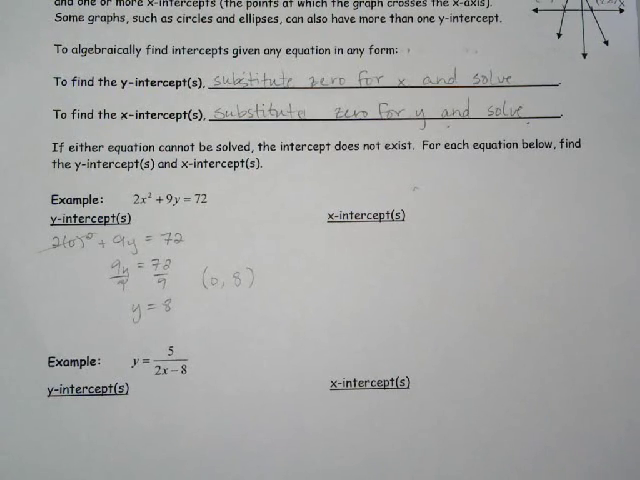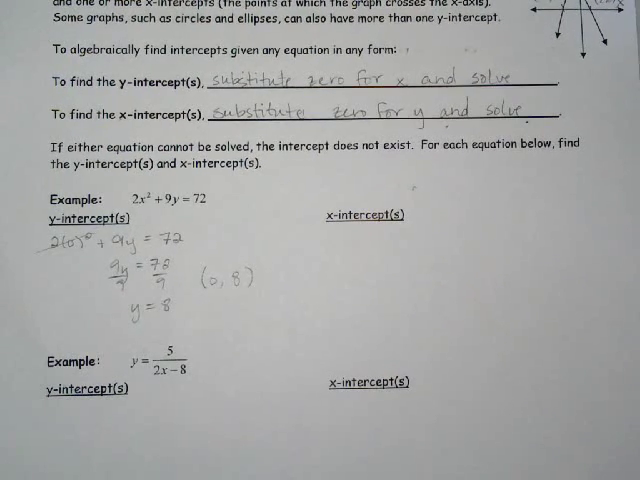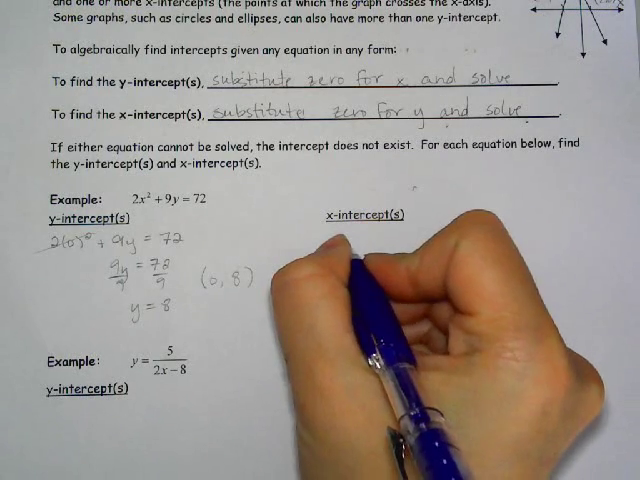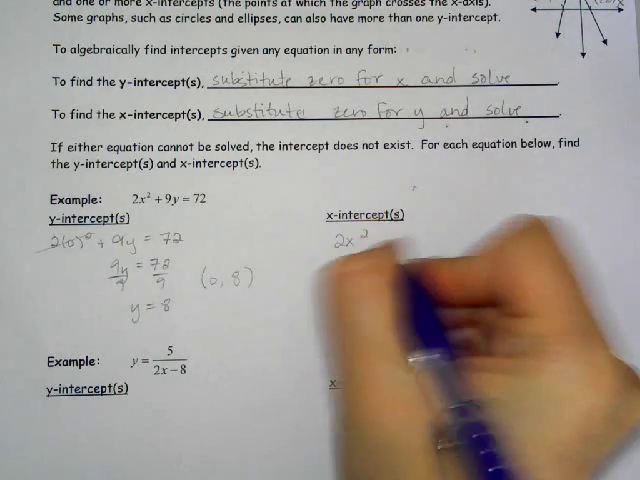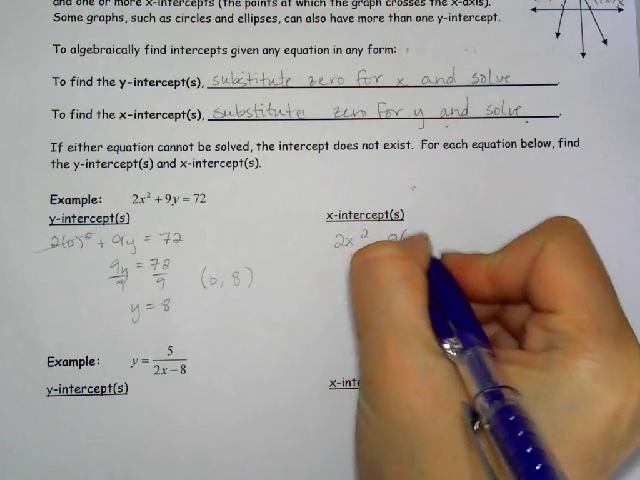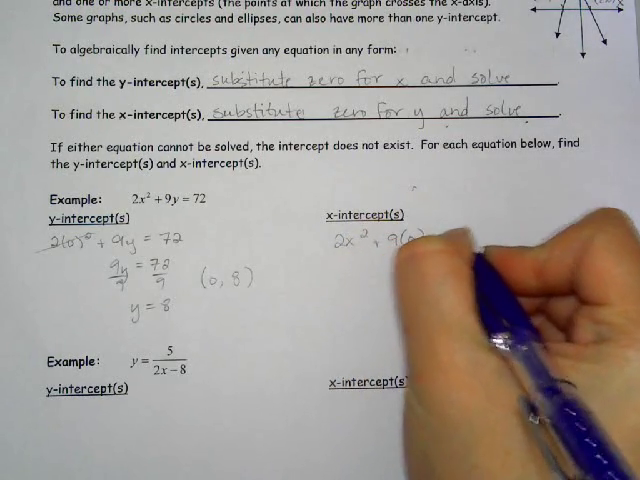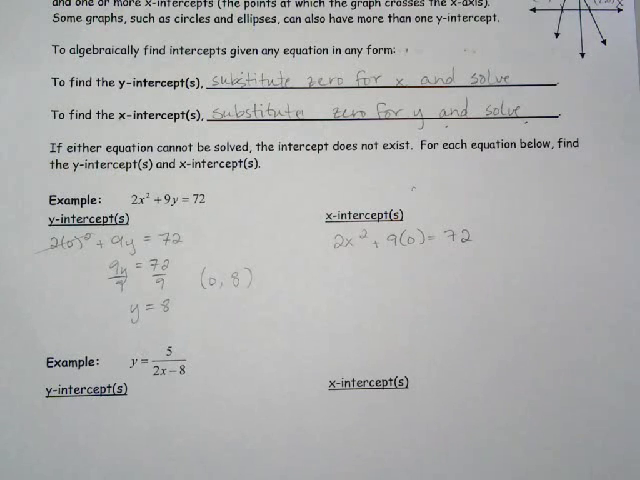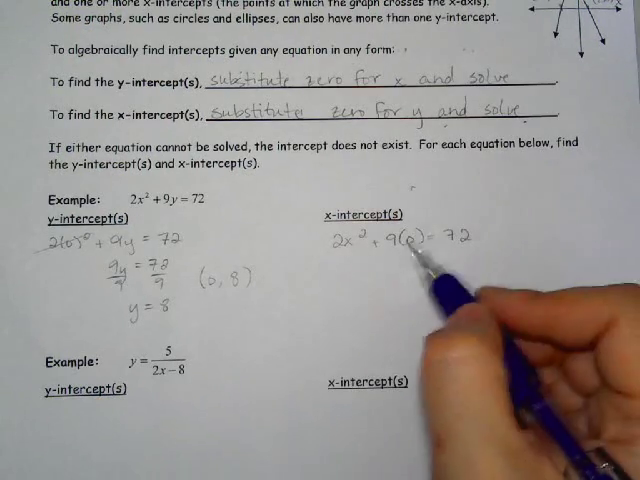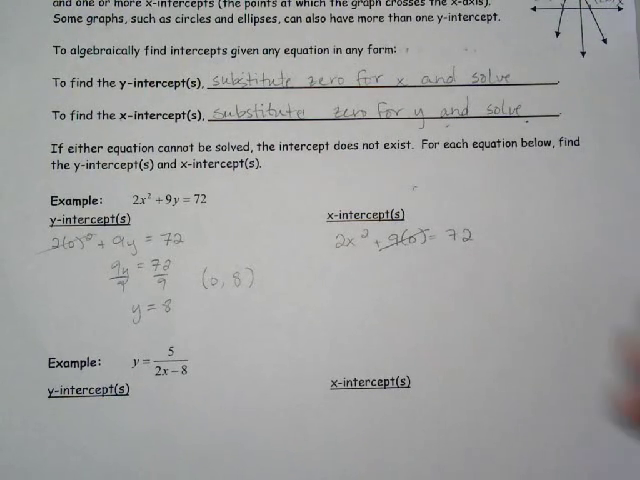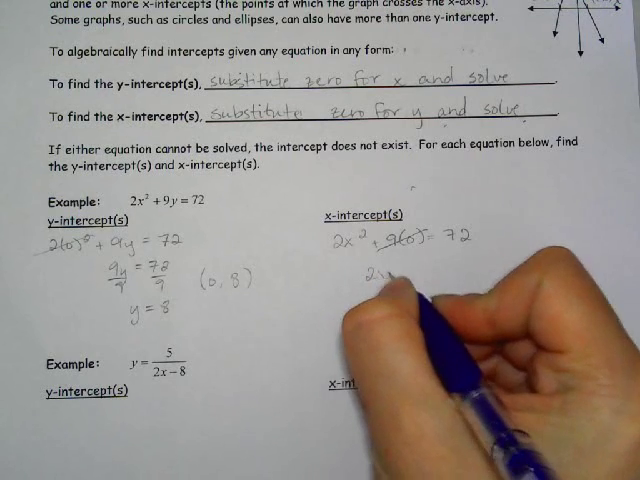For the x-intercept, we're going to substitute 0 in for y. So 2x squared plus 9 times 0. 9 times 0 is also 0. So that one multiplies out, and we're left with 2x squared equals 72.